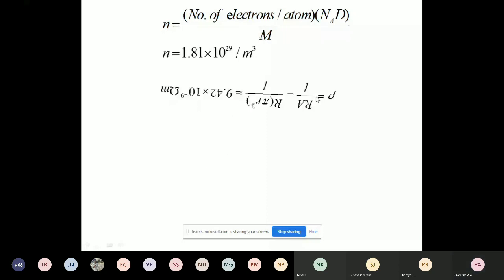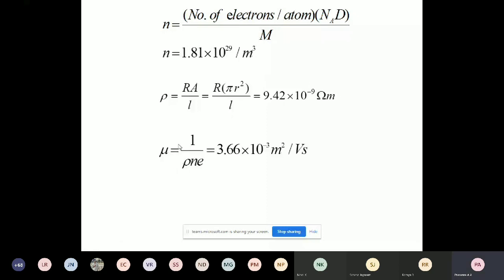And then mobility. In the previous problem I had taken sigma is equal to Ne mu. Sigma means it was the electrical conductivity there. Here, resistivity. You know that resistivity is reciprocal of the electrical conductivity. That's why here rho is equal to 1 by mu Ne, or mu is equal to 1 by rho Ne. Resistivity is calculated here. N is also calculated. E is the standard constant, 1.6 into 10 power minus 19 coulomb, the charge of the electron. On substituting them, you will get this answer.